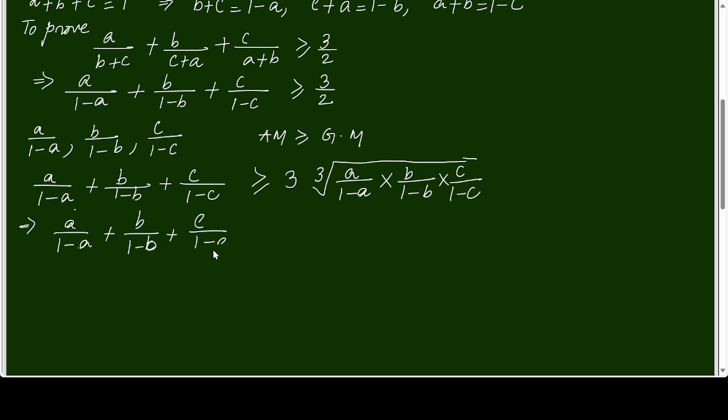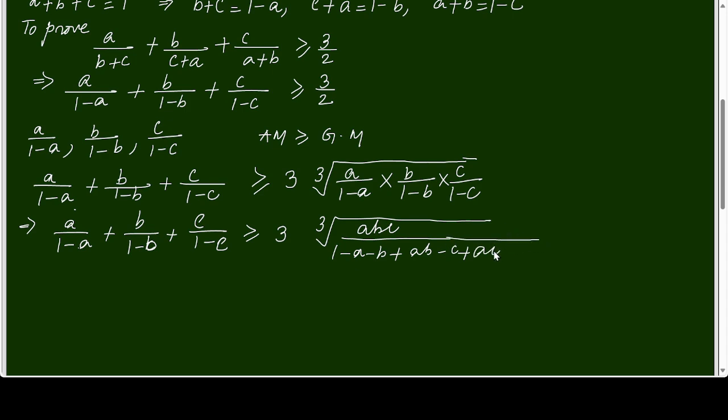This is greater than or equal to 3 times the cube root of abc over the product of the three denominators. If we multiply these three terms, we'll get 1 minus a minus b plus ab minus c plus ac plus bc minus abc.